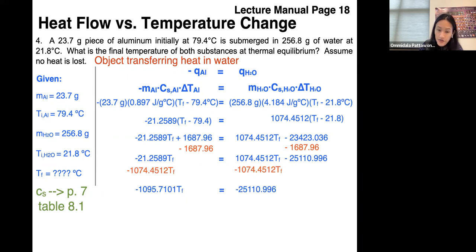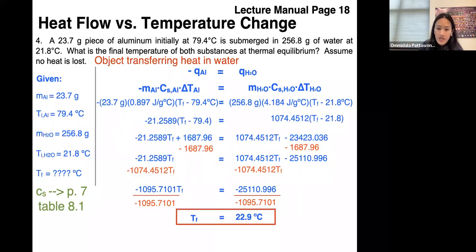The final step is to divide both sides by the number in front of the unknown variable. So your final temperature comes out to be 22.9 degrees Celsius. That makes sense, right? Because it's between 79.4 and 21.8, so it's in between.